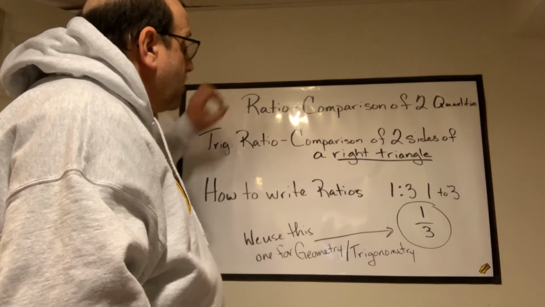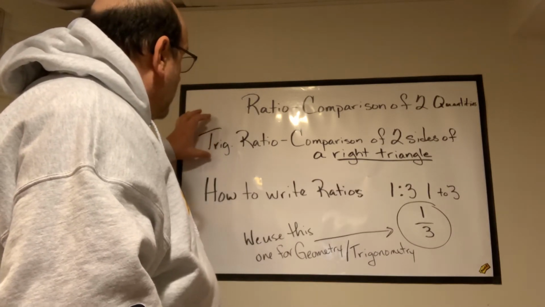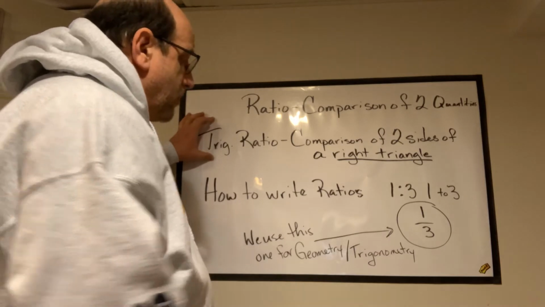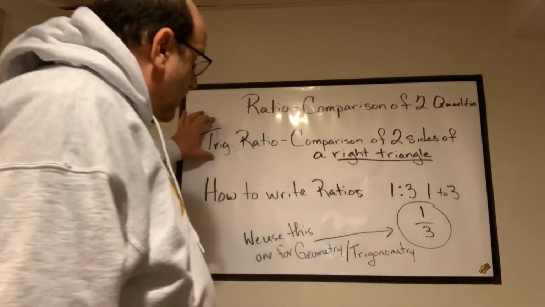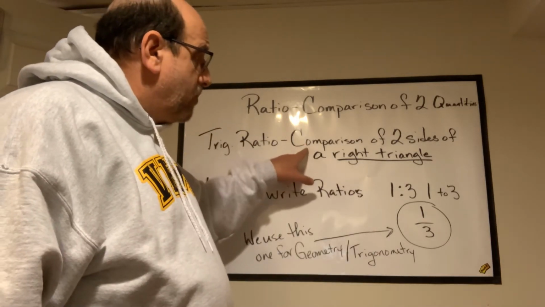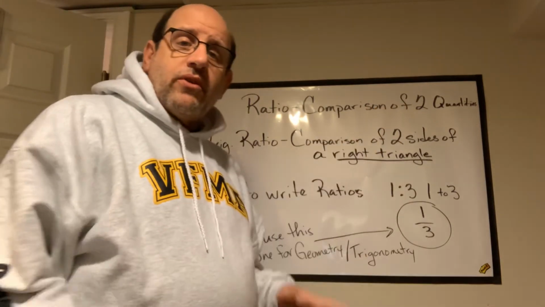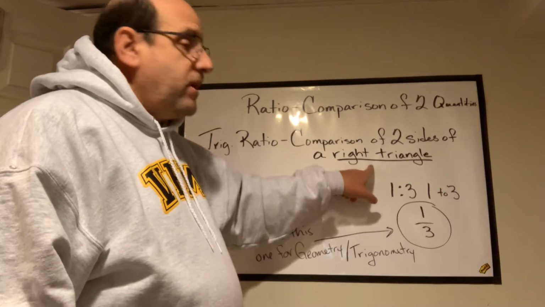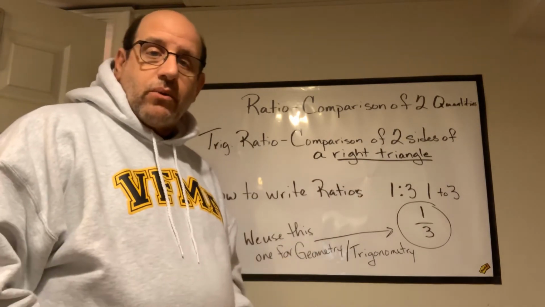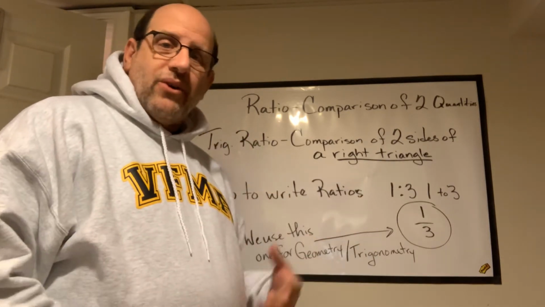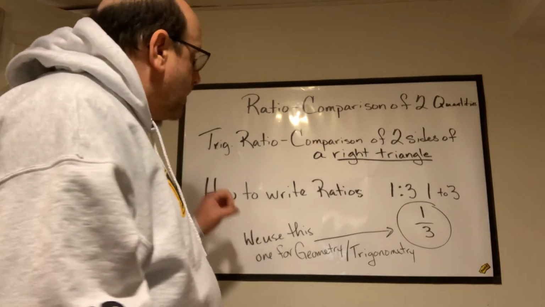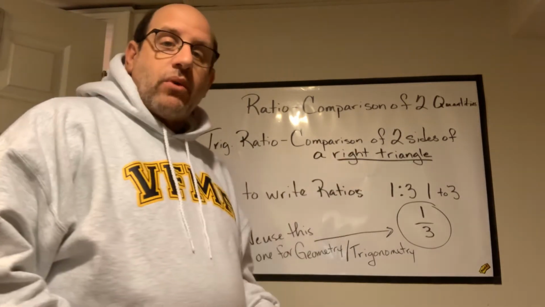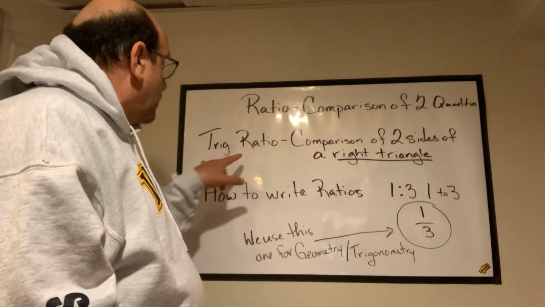So we said a ratio is a comparison of two quantities. And a trigonometric ratio is a comparison of two different sides of a right triangle. All right, and it has to be a right triangle. We can't have trigonometric ratios with any old triangle. It doesn't work out right. But it works out perfectly with right triangles, so we use trigonometry in this aspect.